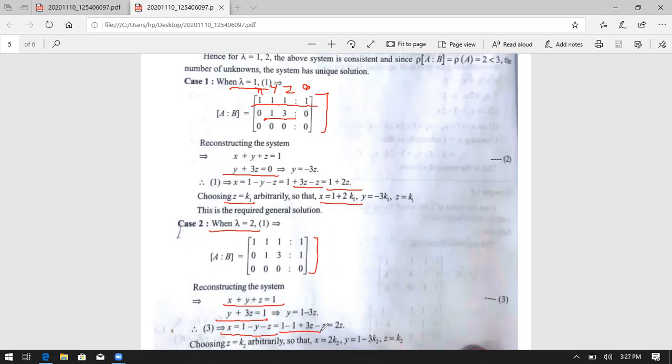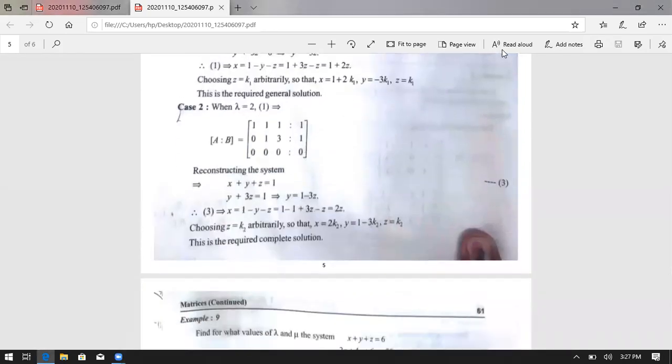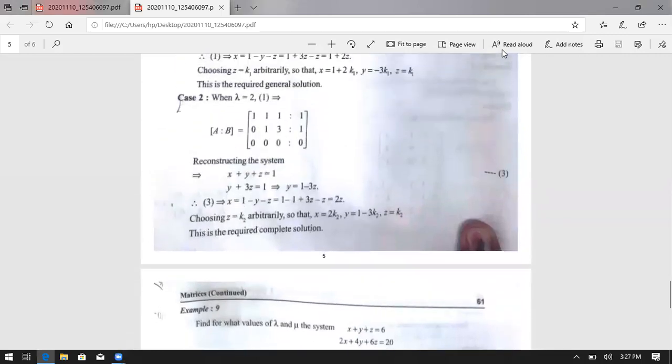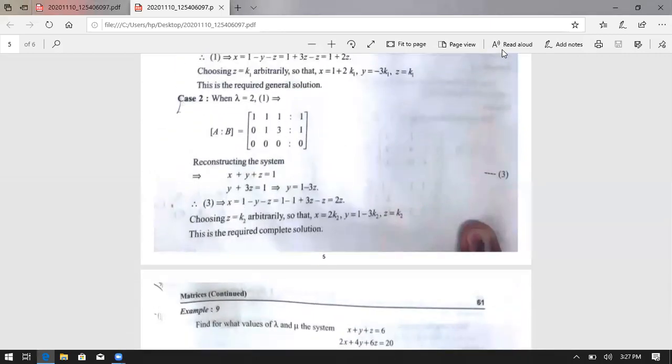Next, choosing the z value, choose z is equal to k2. Z is equal to k2 means, what is the x value? x is equal to 2k2, y is equal to 1 minus 3k2, then z is equal to k2. Okay, this is your required complete solution.